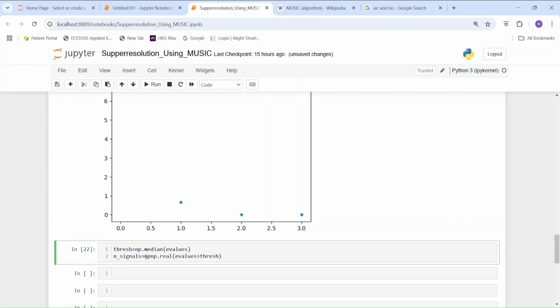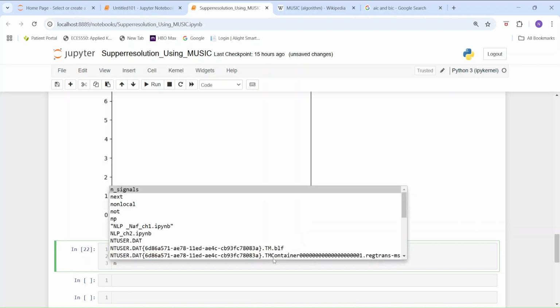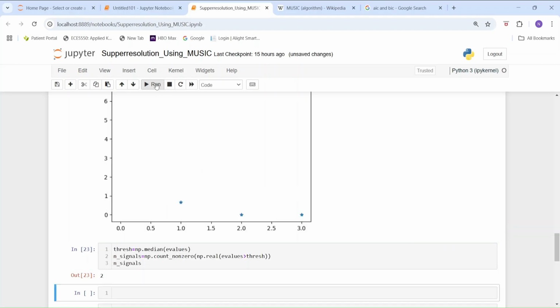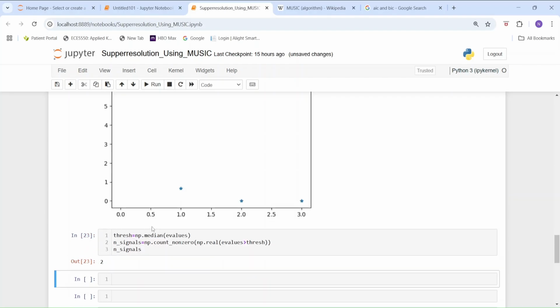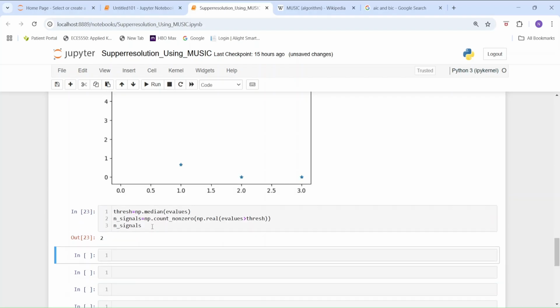So we need to do another calculation, which is np.count_nonzero. Basically this is just going to calculate how many True and False values we have. Let's show the signal, how many signals we have gotten. So we got two signals, which is in fact the case. So the algorithm was able to find out we have two signals.